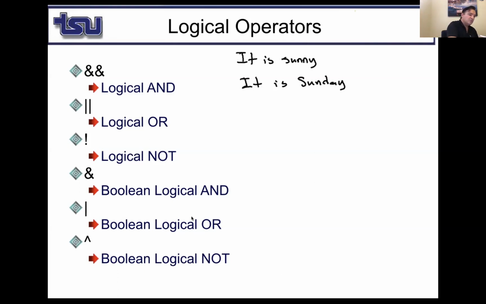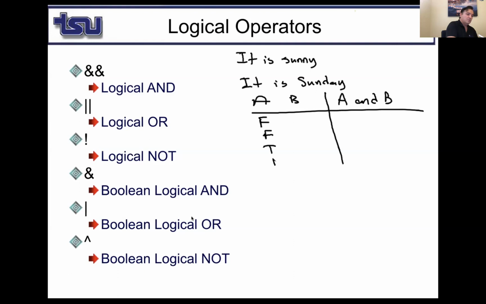So basically, if you have two statements, A and B, okay, A and B, let's say false, false, true, true, false, true, false, true. If it is not sunny and if it is not Sunday, I am definitely not going to swimming, right? If it is not sunny, but if it is Sunday, I still don't go to swimming. If it is sunny, but if it is not Sunday, I don't go to swimming. If it is sunny and if it is Sunday, I go to what?